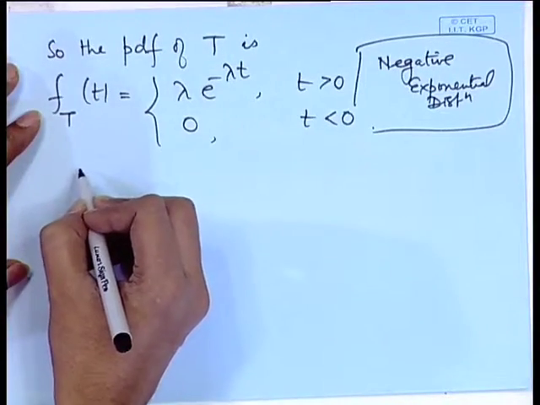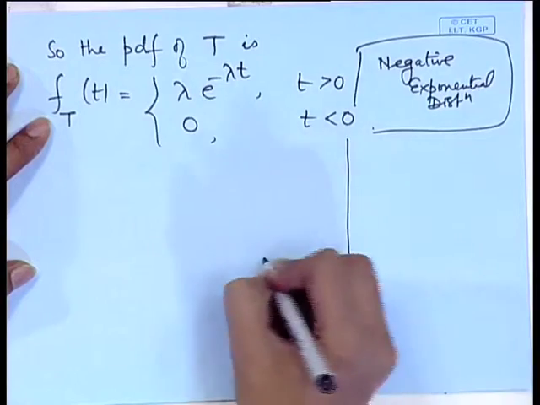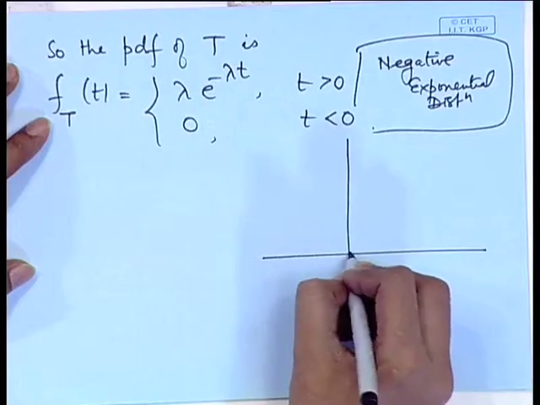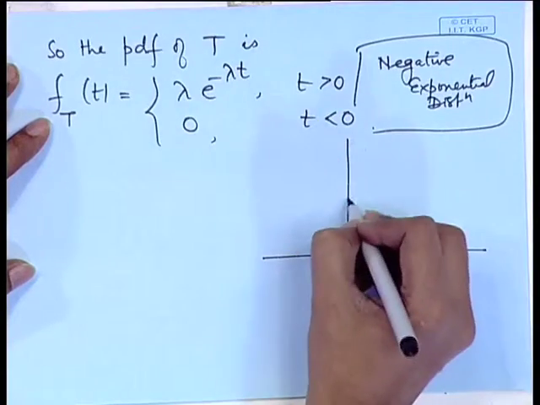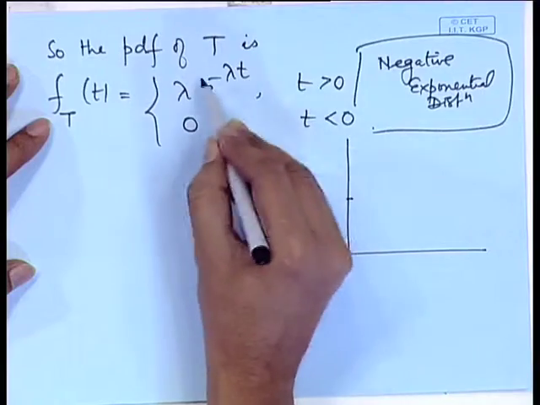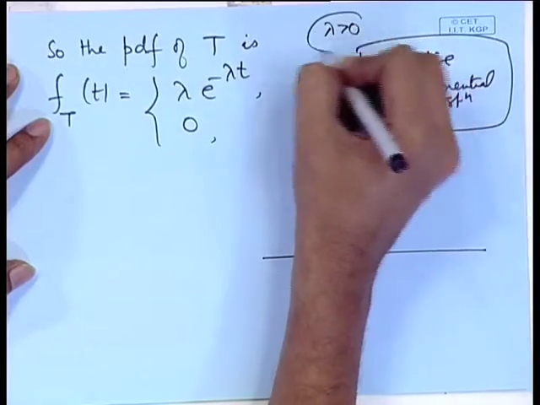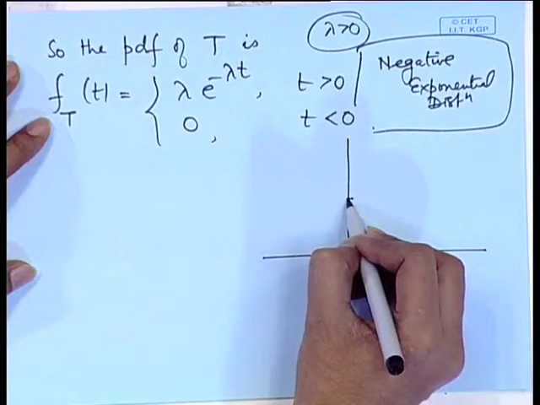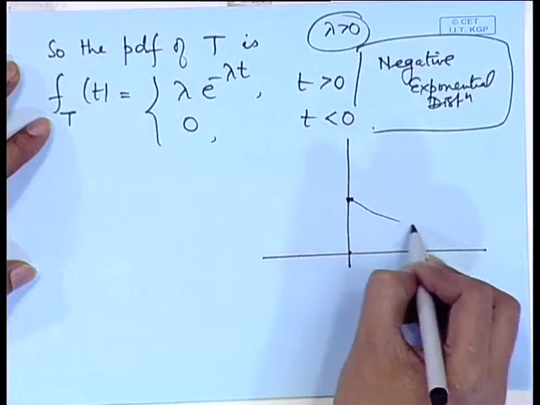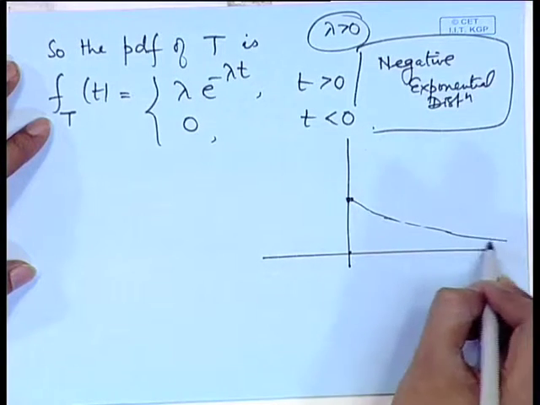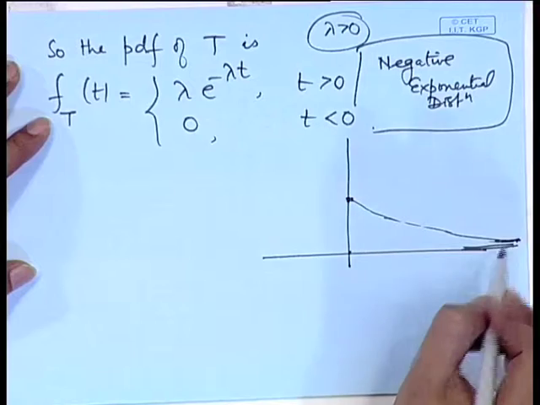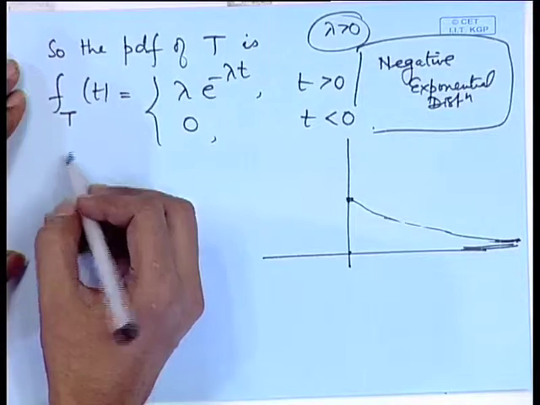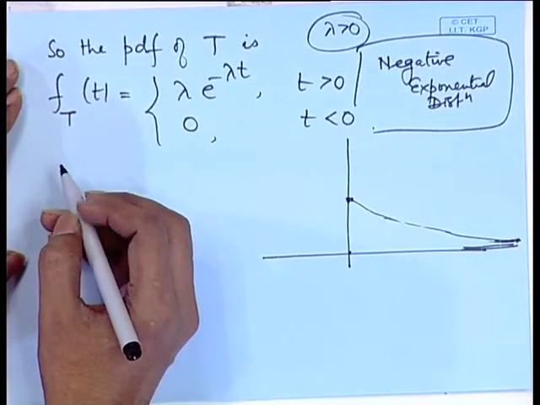So, for example, the shape of the distribution: at t less than 0, it is 0, and at t equal to 0, the value is equal to lambda, and then e to the power minus lambda t, because lambda is positive, will be less than 1, and this will be a decreasing function, and you will have it decreasing to 0 as t tends to infinity. Let us look at its moments, etcetera.